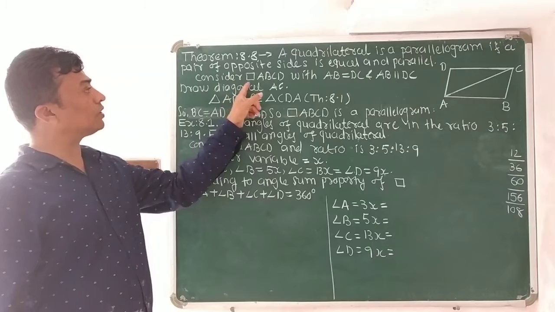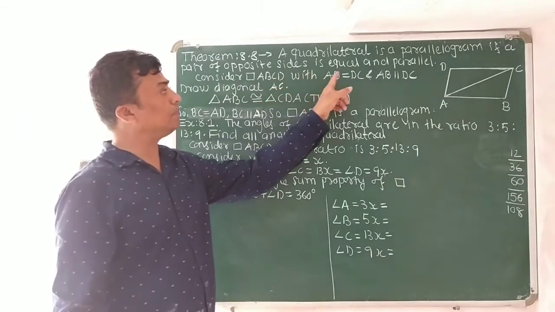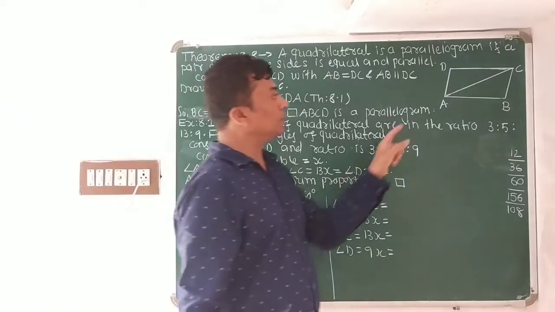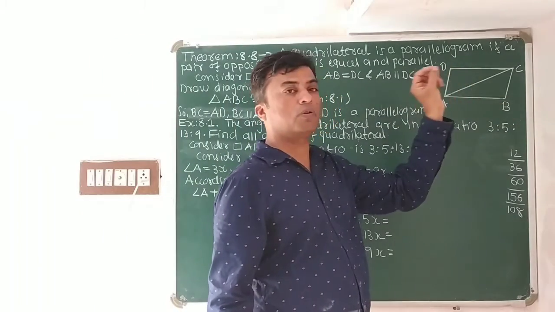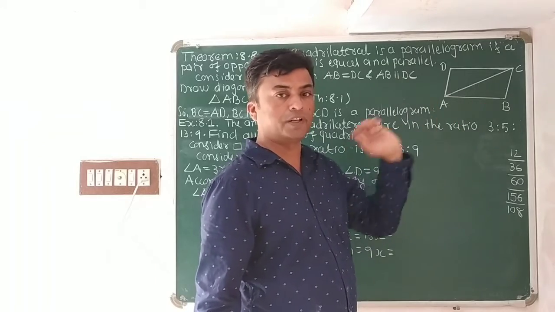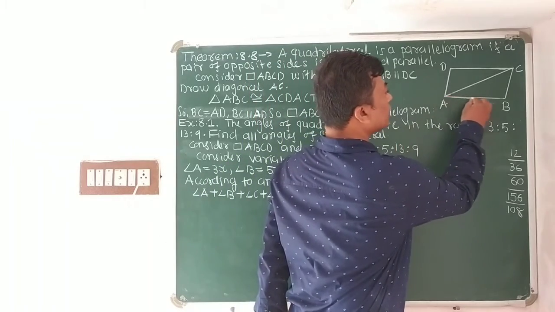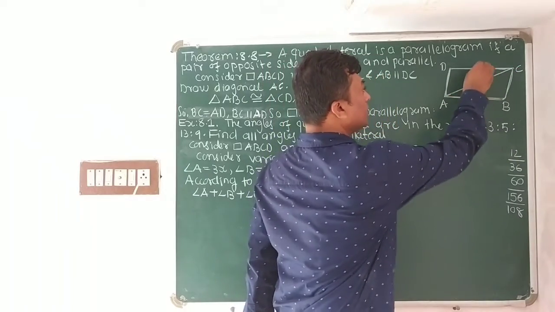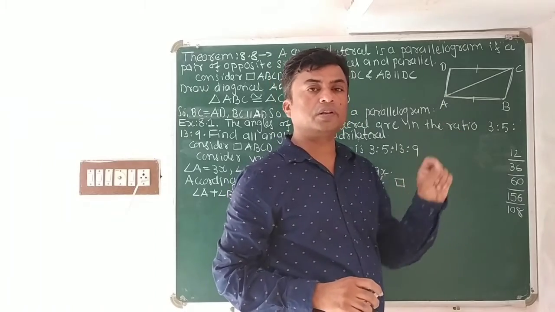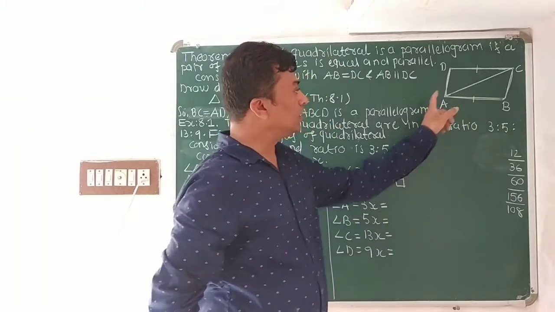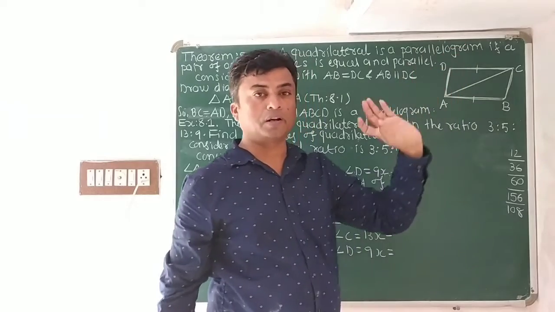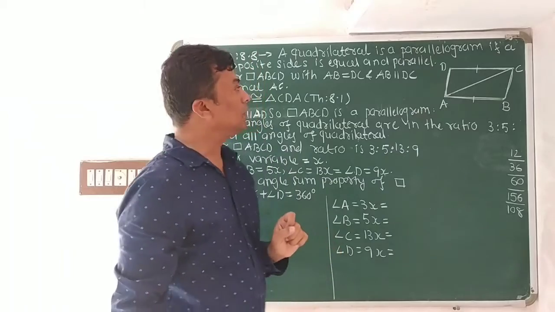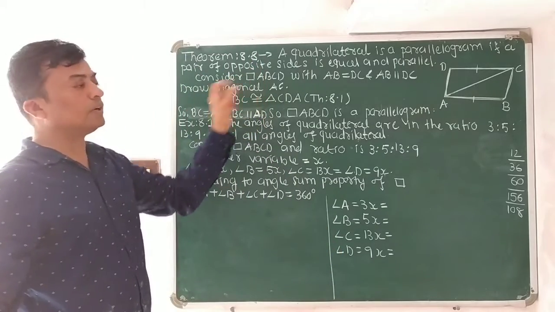For that, consider quadrilateral ABCD with AB equal to DC and AB parallel to DC. So see children, here the figure of the quadrilateral ABCD we already drew. AB and CD are both parallel to each other and both have equal length. The length of AB and the length of DC are the same. Now see children, draw a diagonal AC.